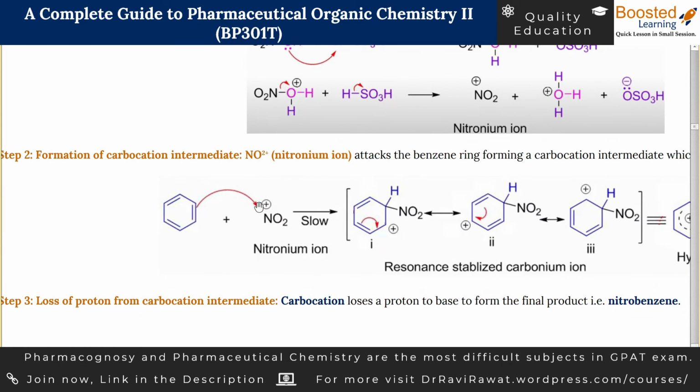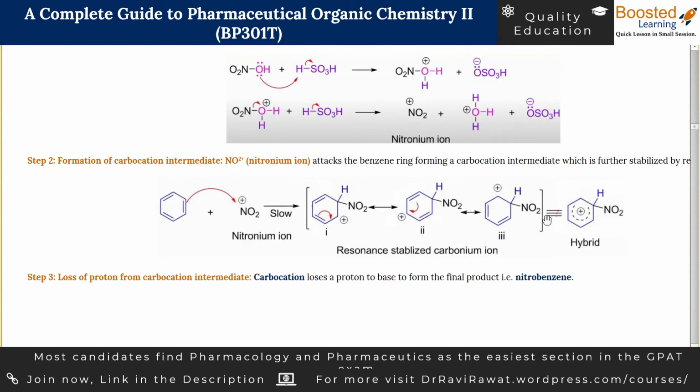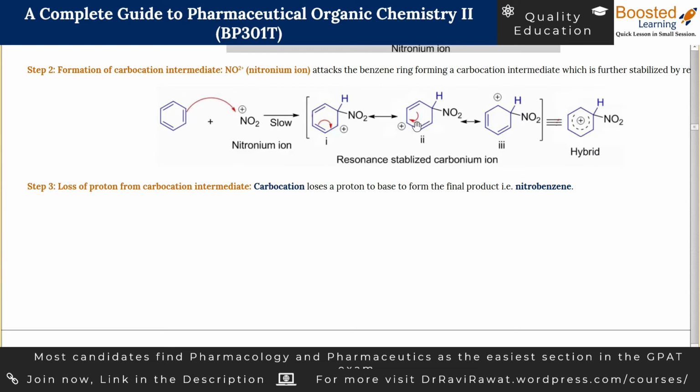So in the next step, your benzene ring is going to attack on the electrophile utilizing its pi electrons, and carbon nitrogen bond will form and a positive charge would appear in the benzene ring. So 3 resonance structures can be created and a hybrid structure can be shown. So this is going to be your second step.